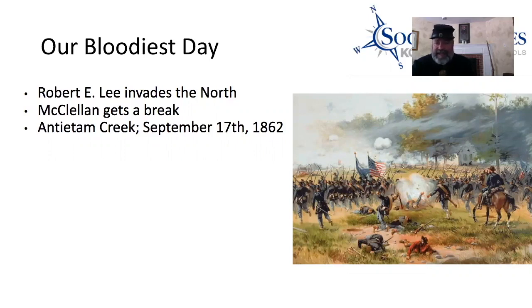Robert E. Lee, in the late summer of 1862, decides that these Virginia farmers, their farms have been run over the entire war so far. Most of this war was fought in Virginia, and 100,000 men armies eat a lot. So the farms have been worn out.